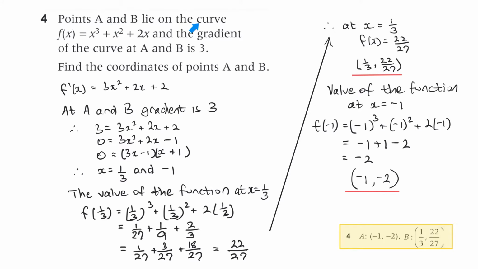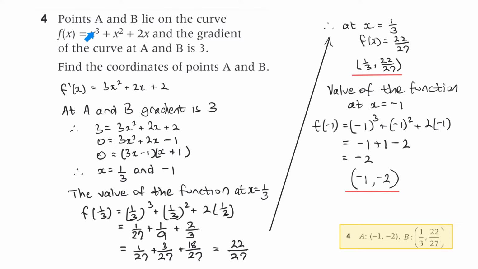Question 4, points A and B lie on the curve of this function, and the gradient of the curve at A and B is 3. Find the coordinates of the points A and B. Well, we take the derivative of this, and that gives us an equation that would tell us the instantaneous rate of change, or the slope at a particular point of x. So we've done that.